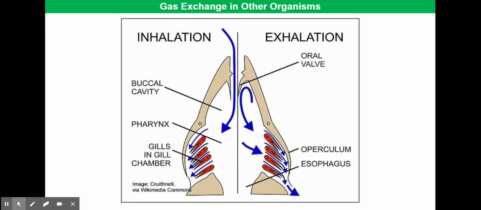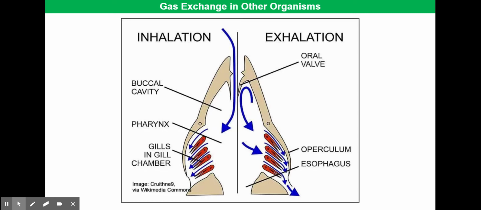Bony fish can keep water flowing over the gills by using a buccal opercular pump. The buccal cavity, which you might refer to as a mouth, can change volume. So the floor of the mouth moves downwards, which draws more water into the buccal cavity. And then the mouth closes, and so when the floor is then raised, it's going to push the water through the gills.